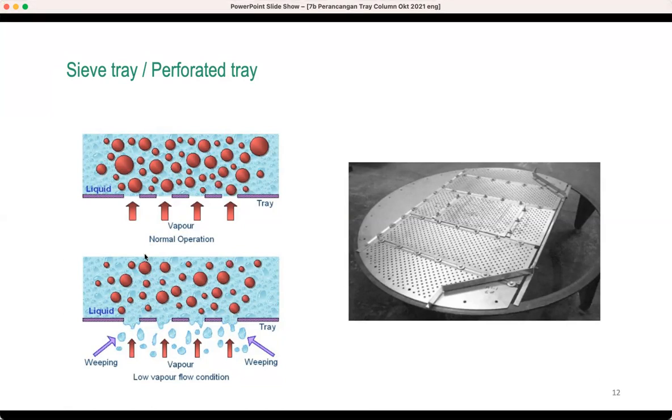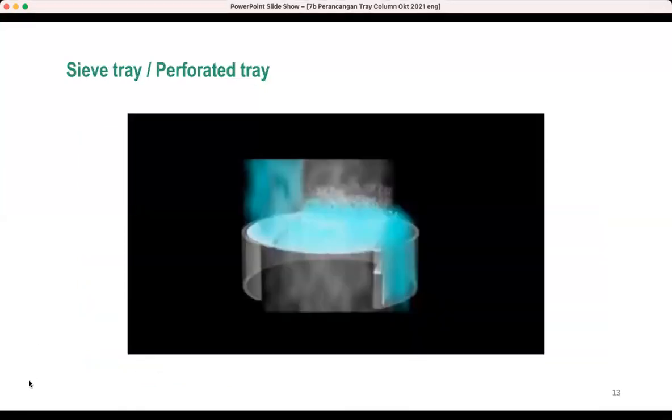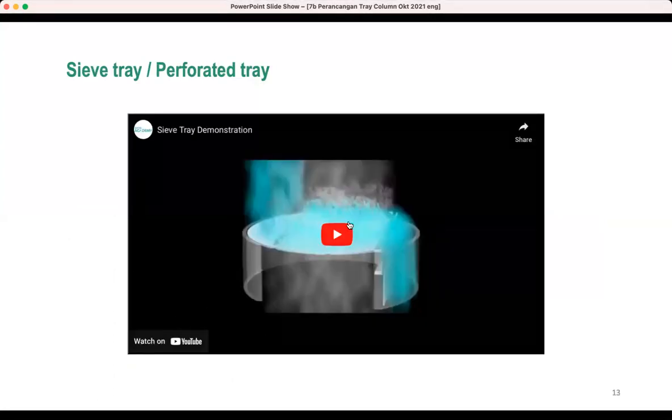However, the sieve tray has some drawbacks. When you have a low vapor flow condition, then the liquid will be dripping or weeping through those perforations. So let's have a look at the sieve tray or perforated tray.